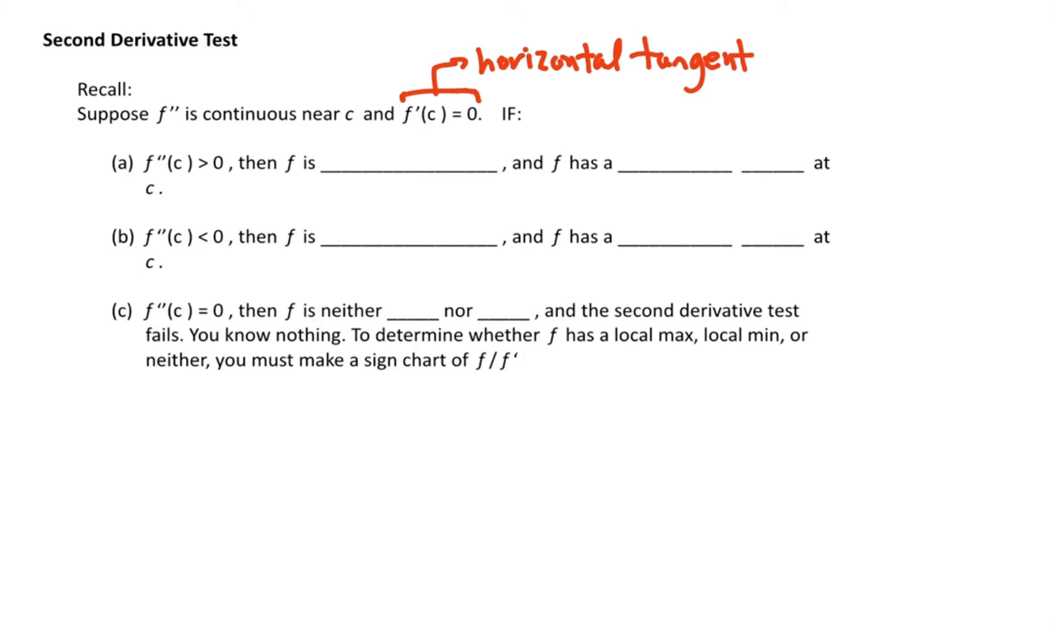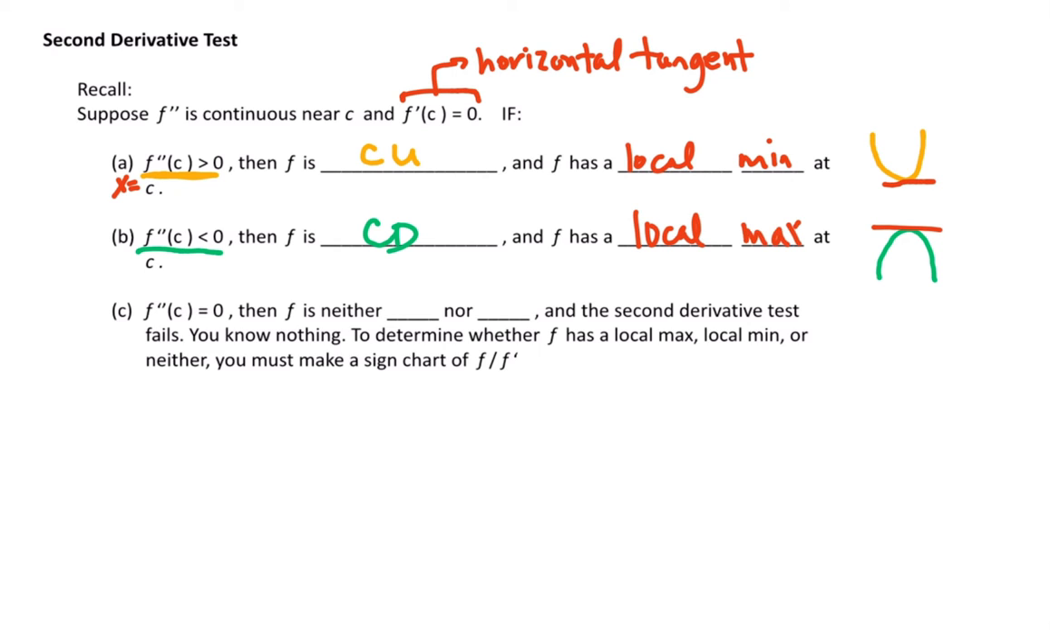And then it says if f double prime of c is greater than 0. So what does f double prime greater than 0 tell me? It tells me that f is concave up. So if my function is concave up and I have a horizontal tangent, then I have a local minimum at x equals c. On the other hand, if f double prime of c is less than 0, that means f is concave down. So if I'm concave down and I have a horizontal tangent, then f has a local max at x equals c.